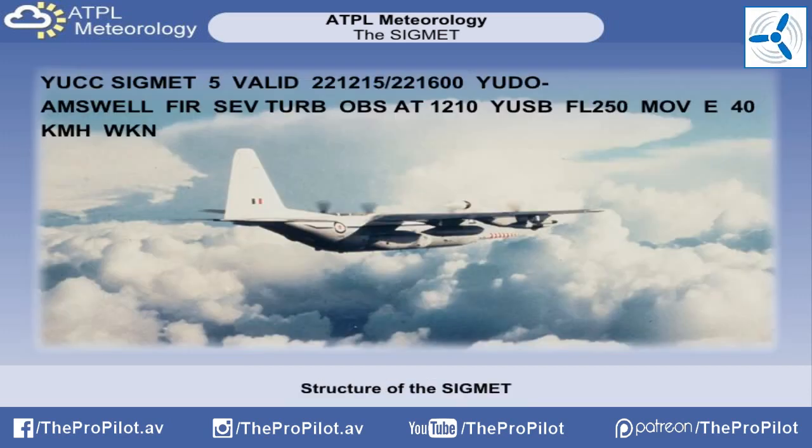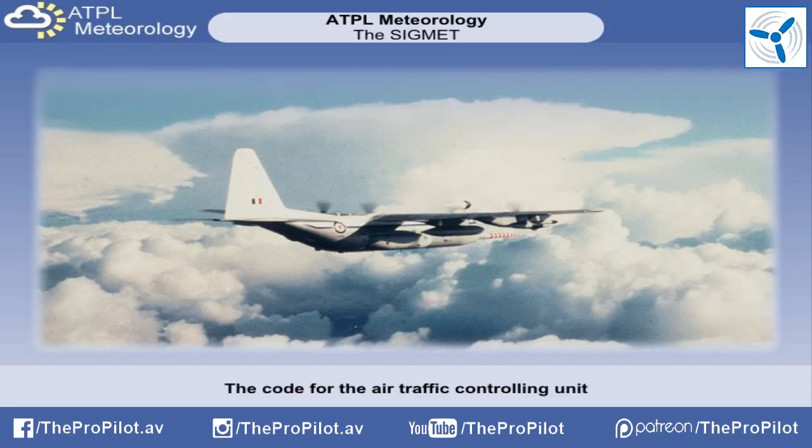We'll now see how a SIGMET message is built up, by looking at the individual components of a fictitious, though correctly structured, SIGMET message. The first component of the SIGMET is the location indicator of the Air Traffic Services Unit serving the flight information region or control area to which the SIGMET message refers. In our example, Yankee Uniform Charlie Charlie. This is followed by the word SIGMET, which acts as a message identifier.